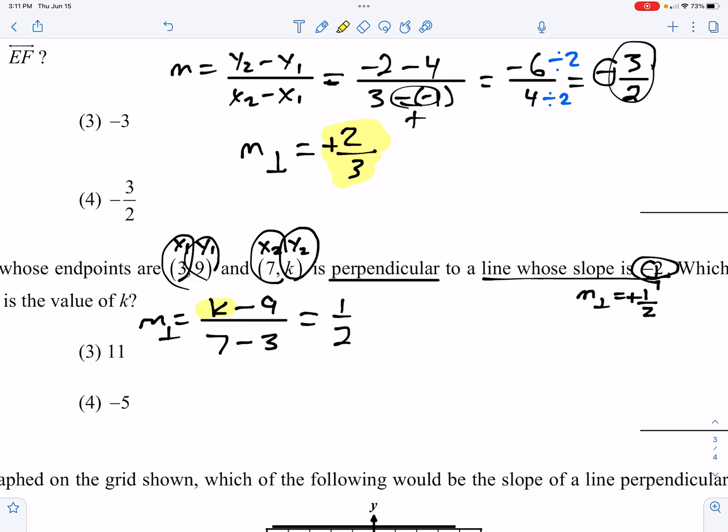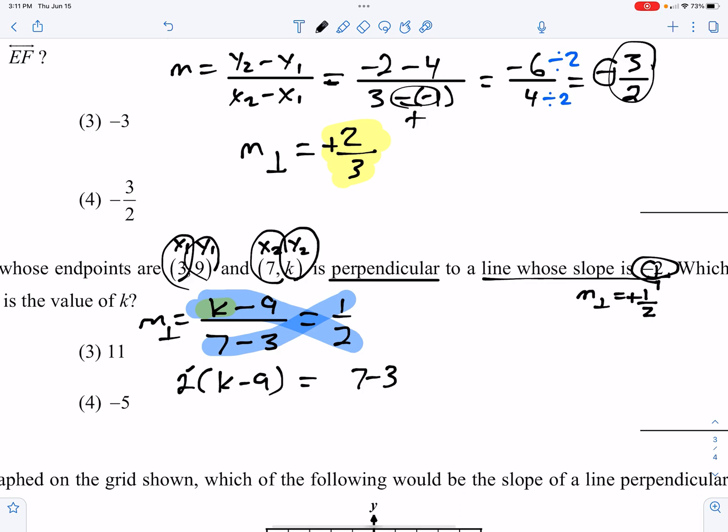All right, so the easiest way to solve this is just like any other proportion, go ahead and do your cross product. So this would be (k minus 9) times 2 equals (7 minus 3) times 1, which is just 7 minus 3, so I can just get rid of the parentheses.